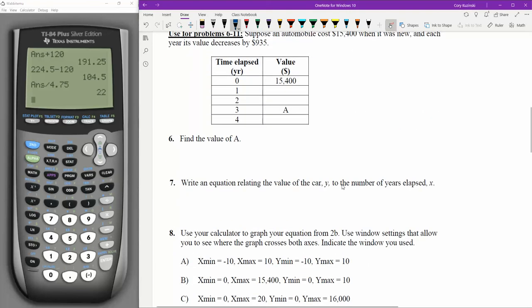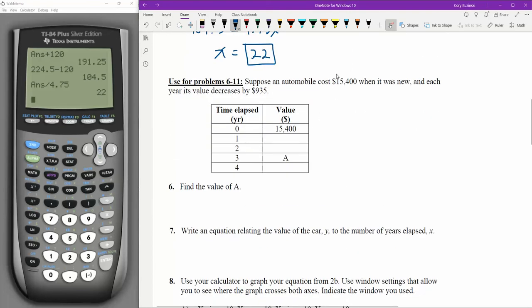Moving on. All right, suppose an automobile cost this much when it was new, and each year its value decreases by $935. Again, I see this value that's starting and then this change right here. So we could probably fill out the rest of this table to get A here. We'll do 15,400. That's our starting amount. And then we have to subtract $935 in value.